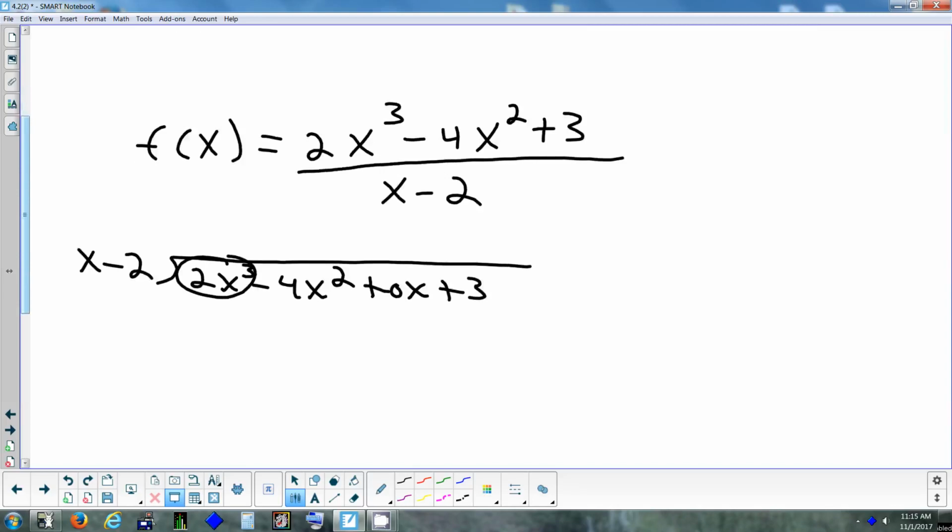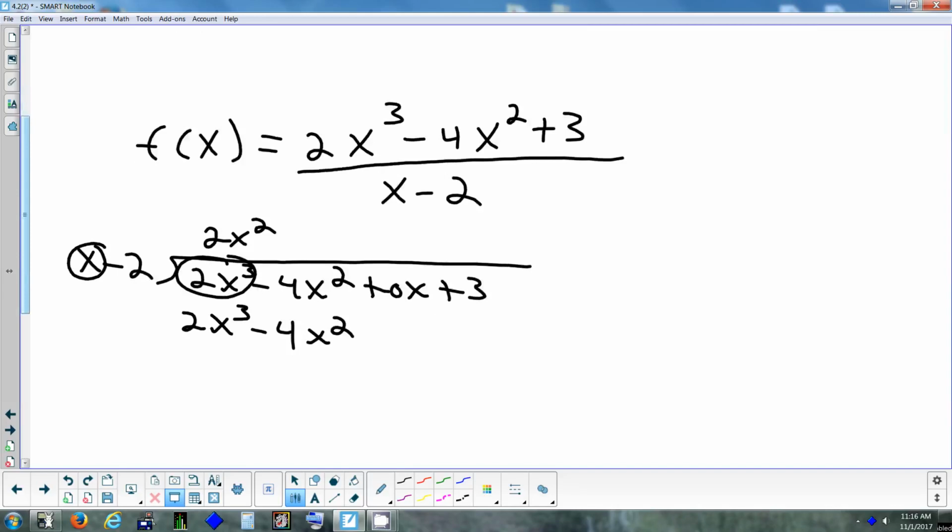All right, so I got 2x cubed divided by x. Mallory, what's 2x cubed divided by x? 2x squared. Multiply it back out. You get 2x cubed minus 2x squared. And then what do you do with those columns? Subtract them. If you're doing long division, you subtract. If you're doing synthetic, you're going to add.